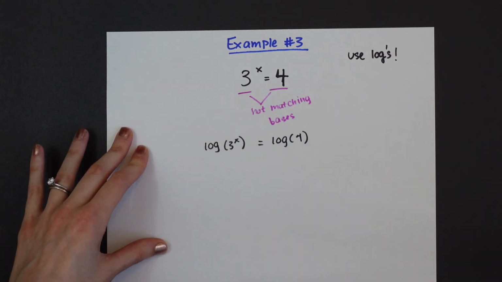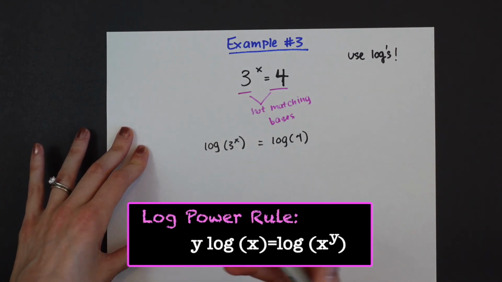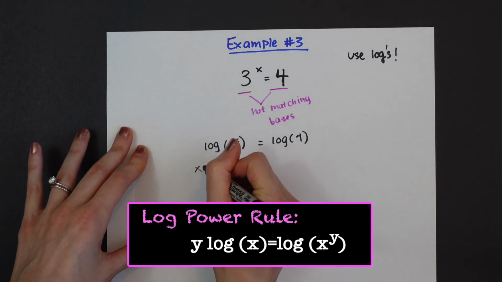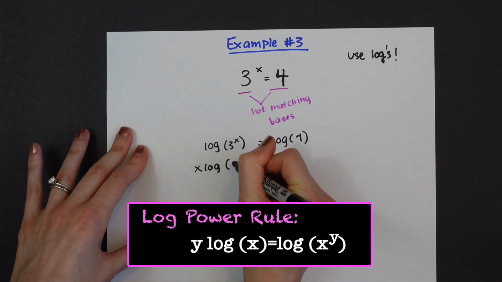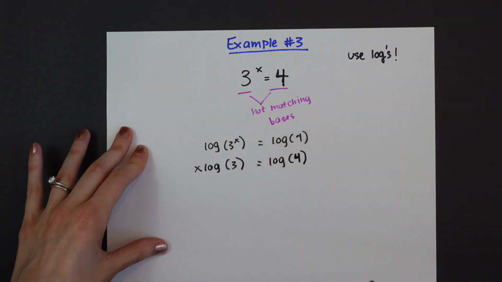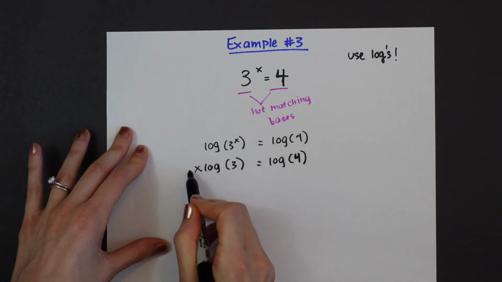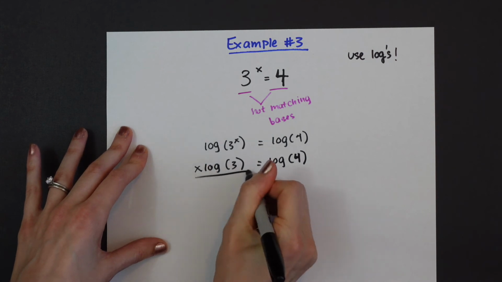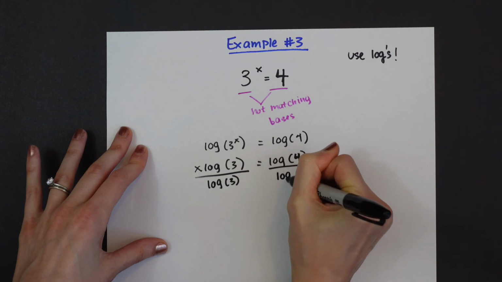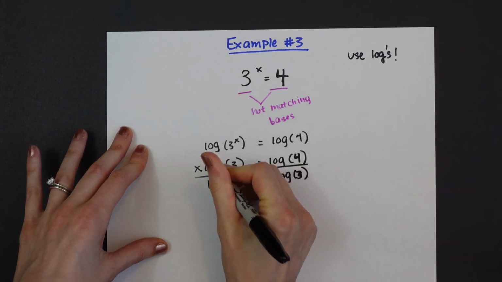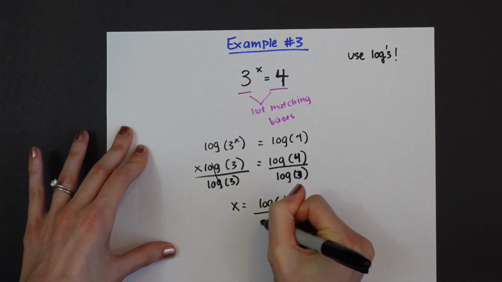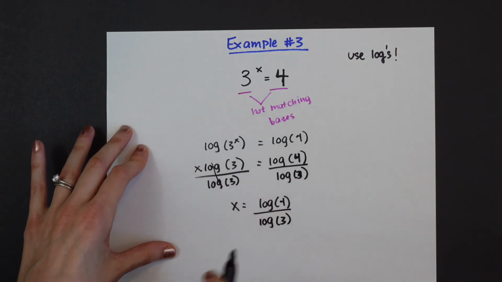Just a little reminder about the power rule of logs. Logs have these different rules. The power rule tells us that we can take this exponent and bring it to the outside. So we get x log of 3 is equal to log of 4. We're almost done here. All we need to do is get x alone. To do that, we're just going to divide by log of 3 on both sides. This cancels out, and we get x equals log of 4 over log of 3.